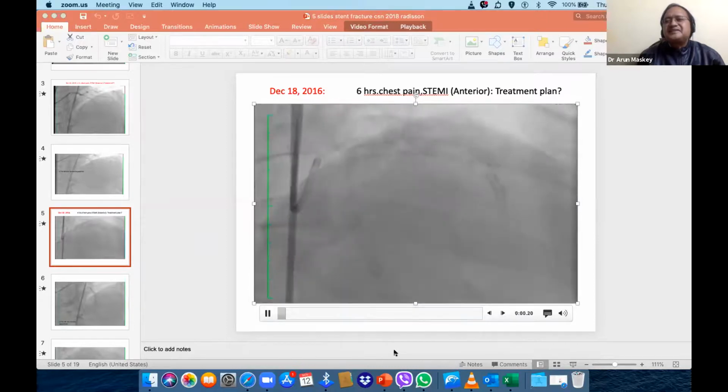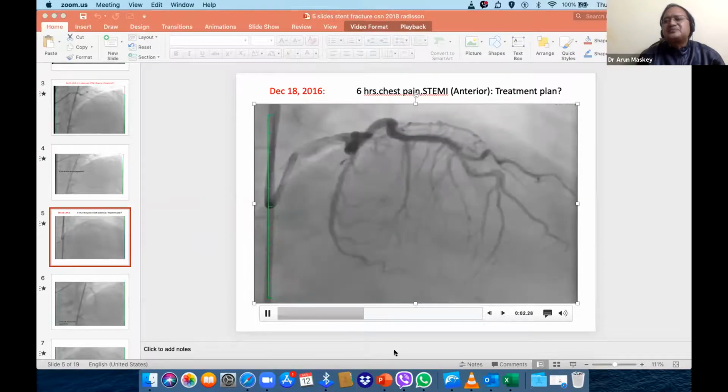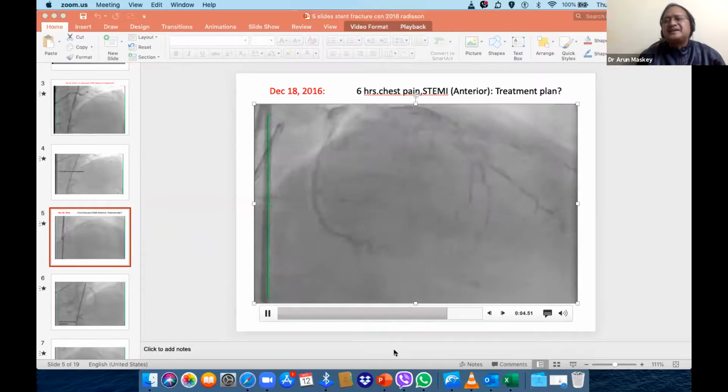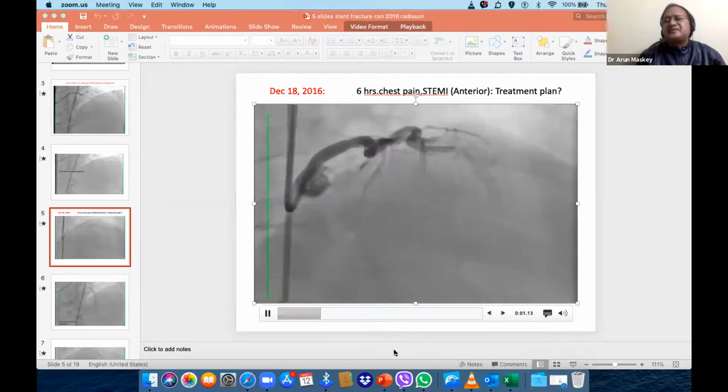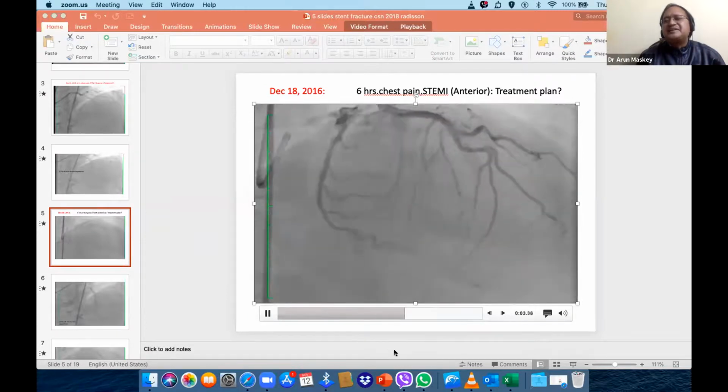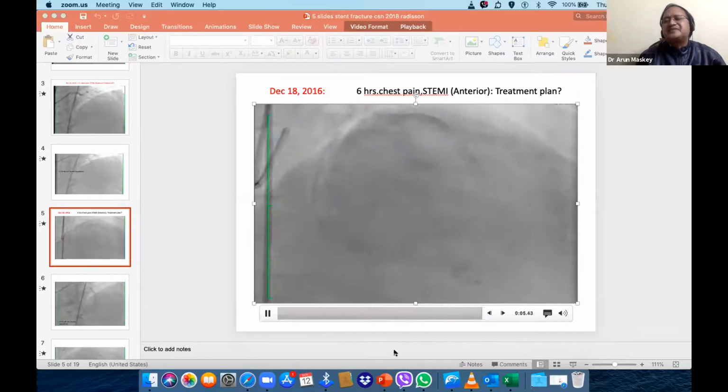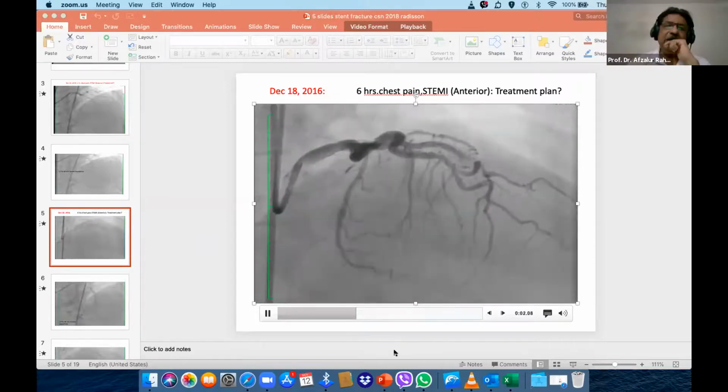I'm sharing one case here. This stent was put 2 years back and the patient came with acute stent thrombosis. And you can clearly see here stent fracture grade 4.